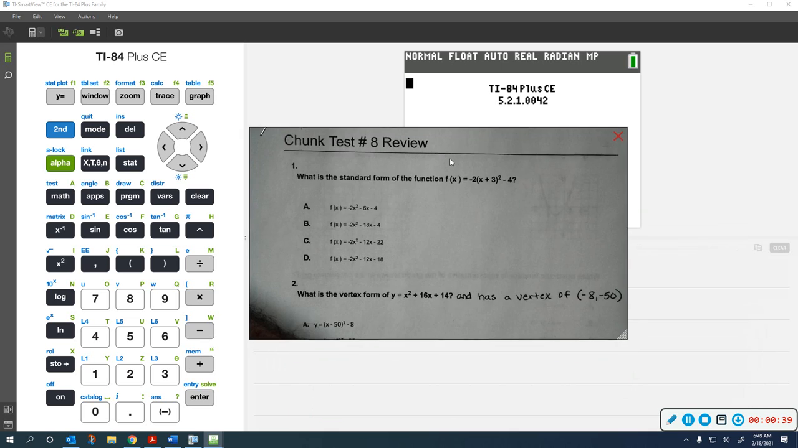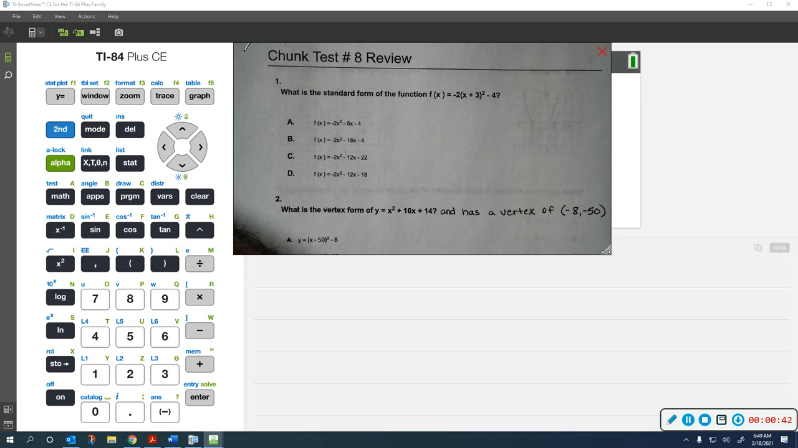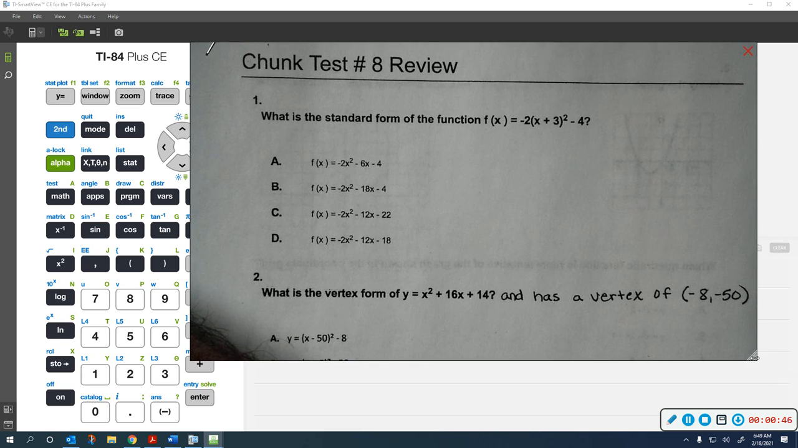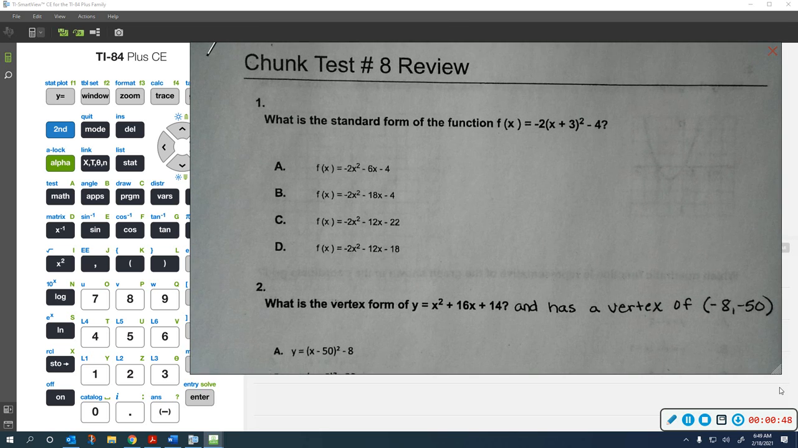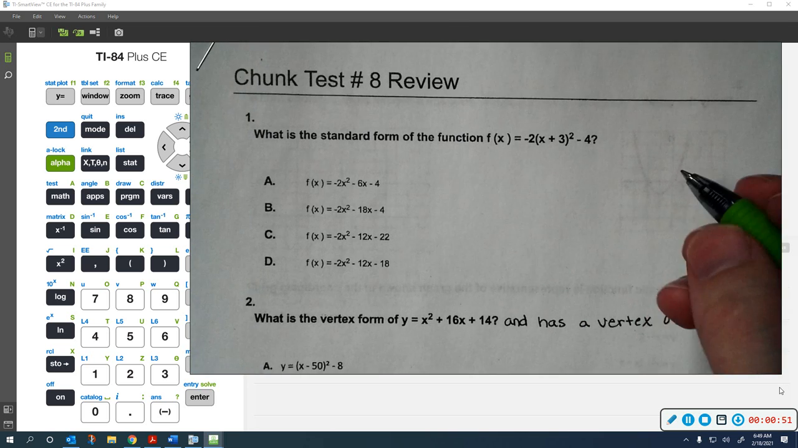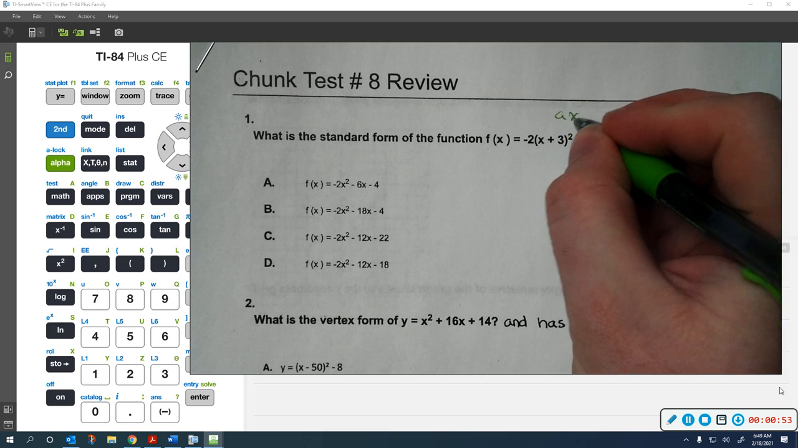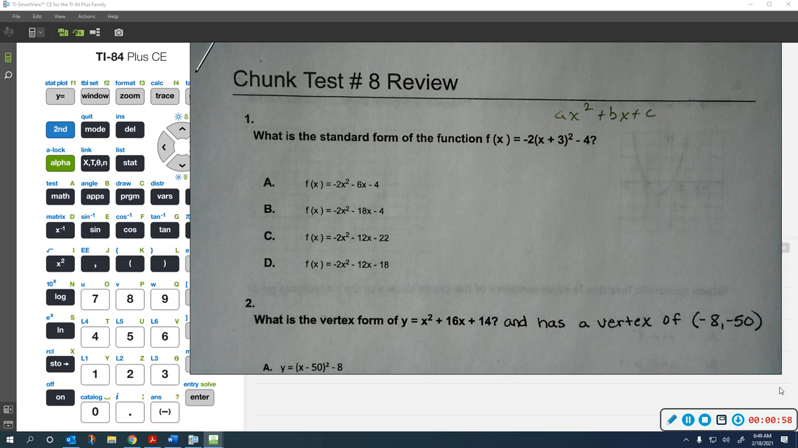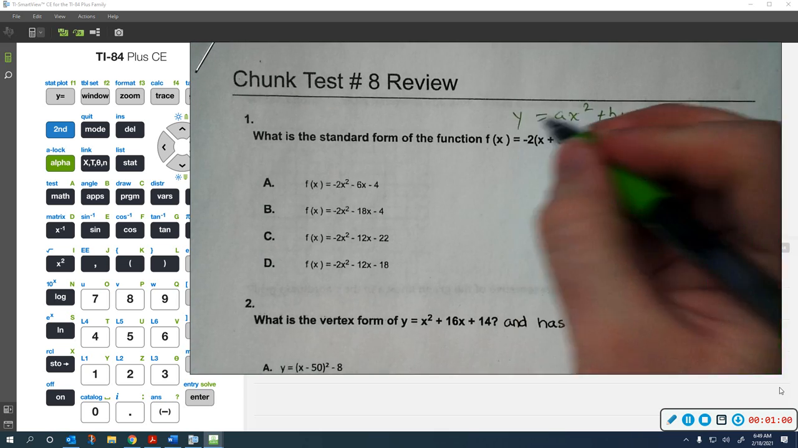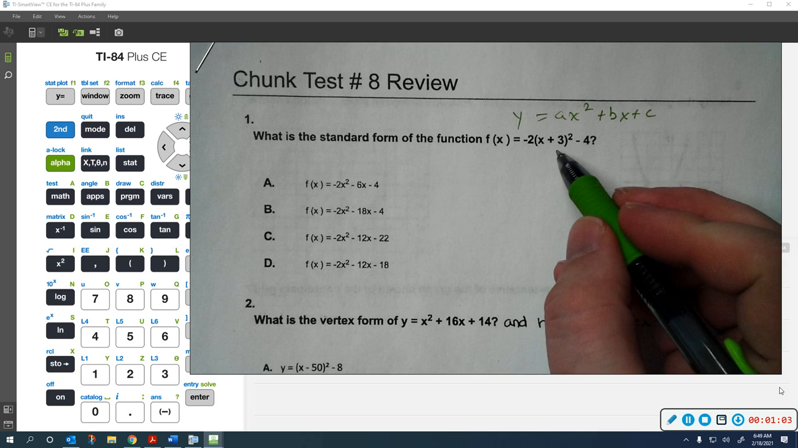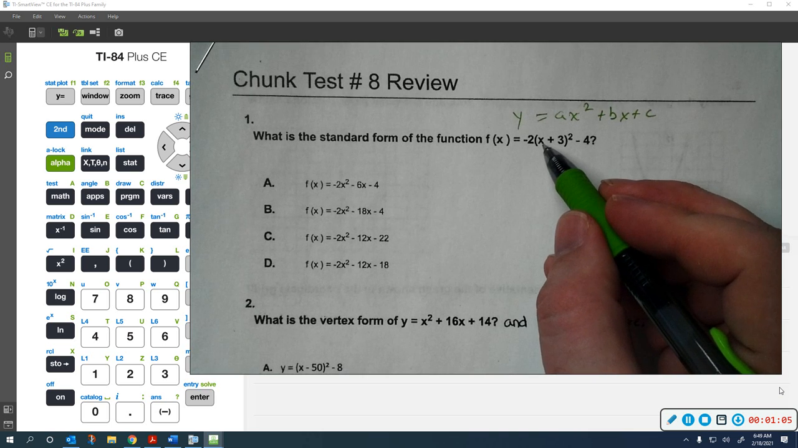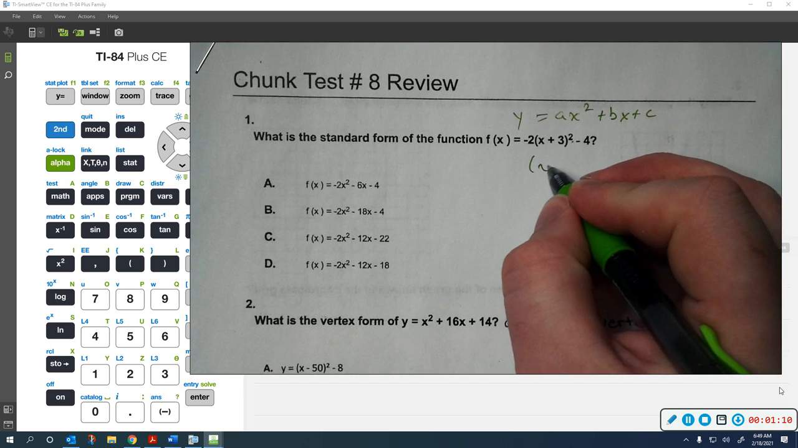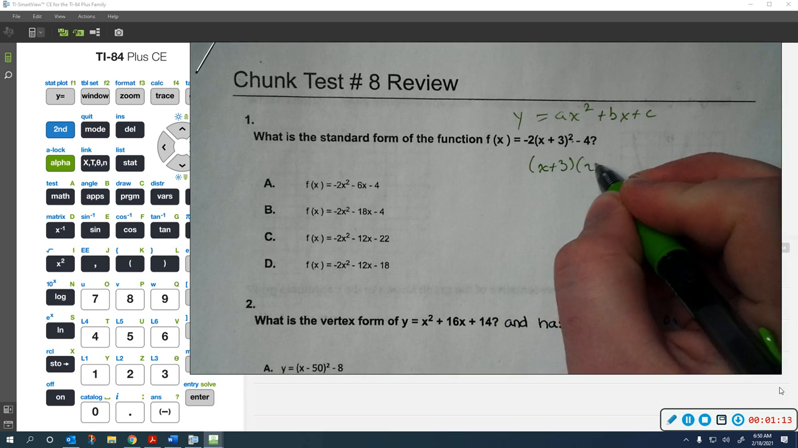All right. First question says, what is the standard form of the function -2(x + 3)² - 4? Well, we need it in standard form, which is y = ax² + bx + c. And that's what y equals. Now, this right here, what we need to do is multiply it out first. Order of operations, you do the squared first. So you're going to have (x + 3)(x + 3).